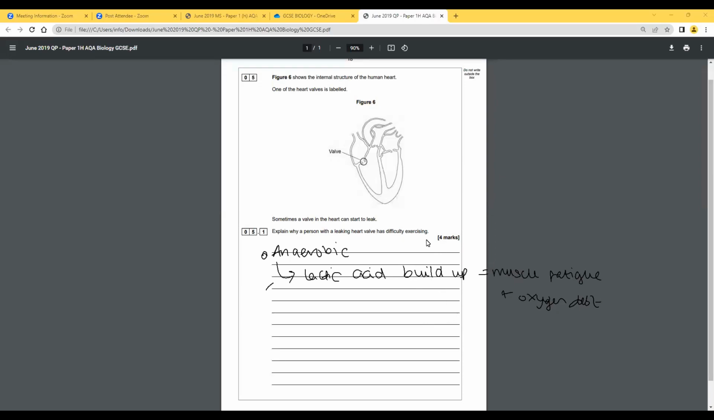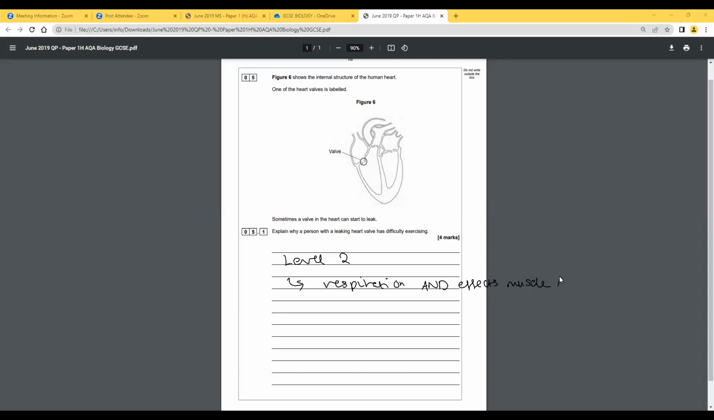The fact that it's a 4-mark question, let's talk about that. So there's 2 levels for this, level 1 and level 2. Now, in order to get level 2 in this question, in order to get either 3 or 4 marks, you would have had to link your knowledge to respiration and effects on muscle exercise.